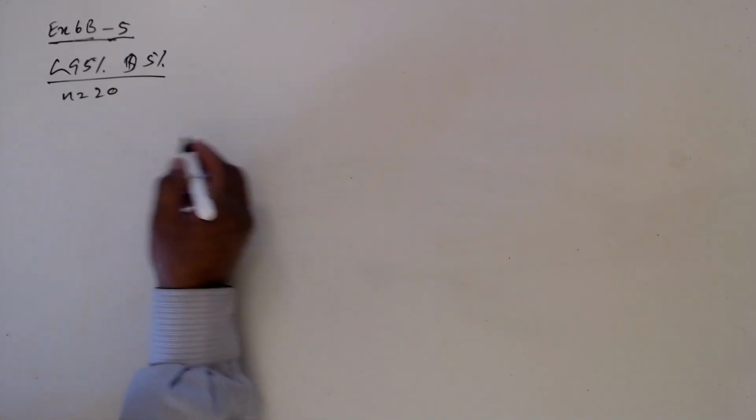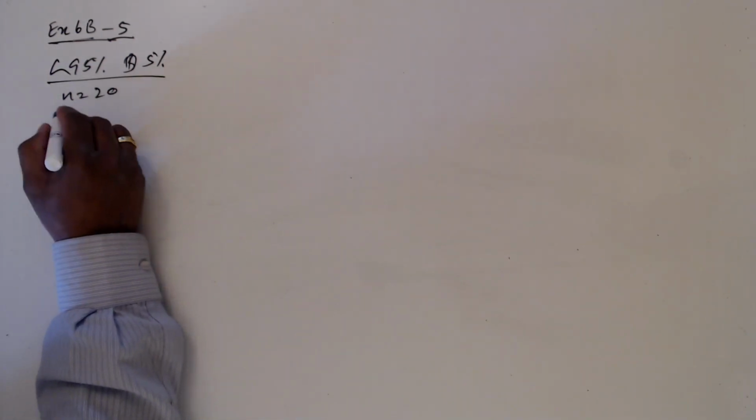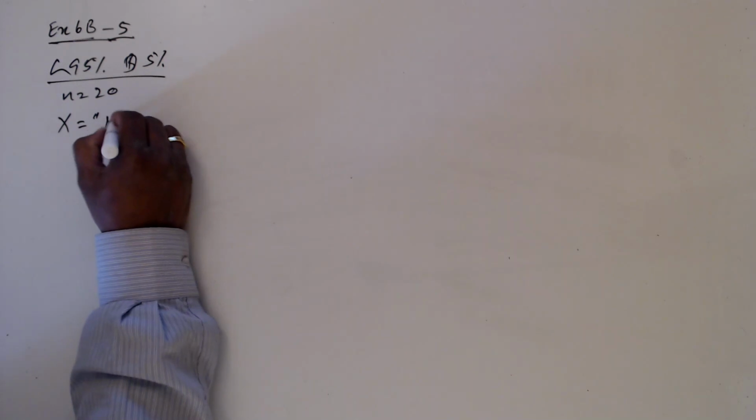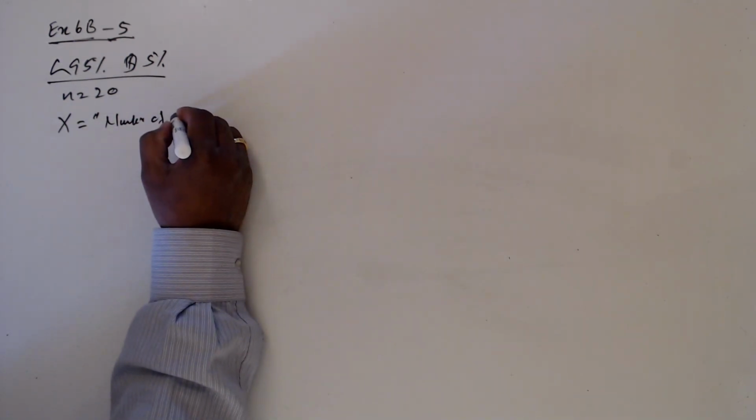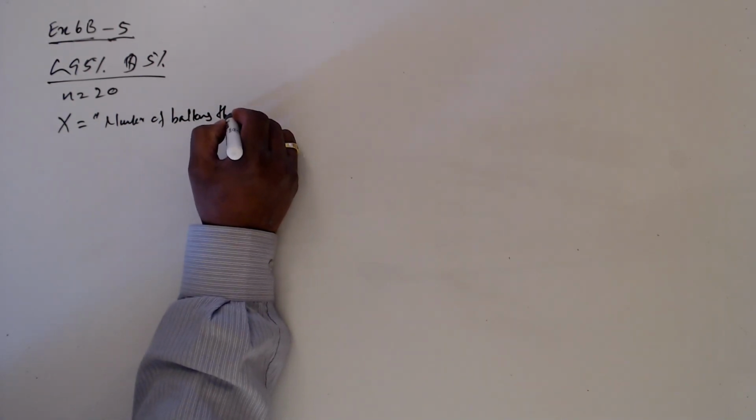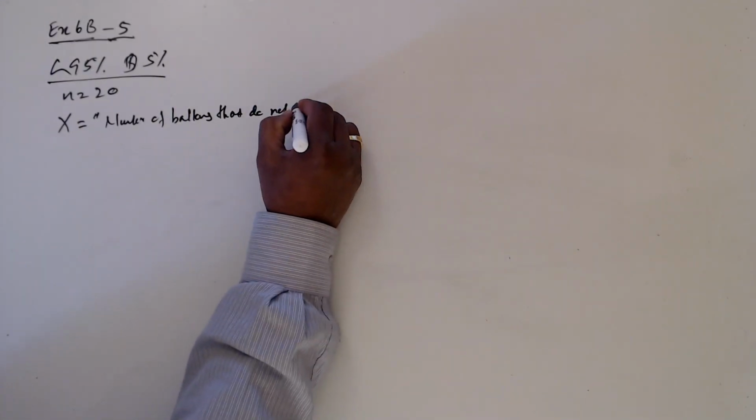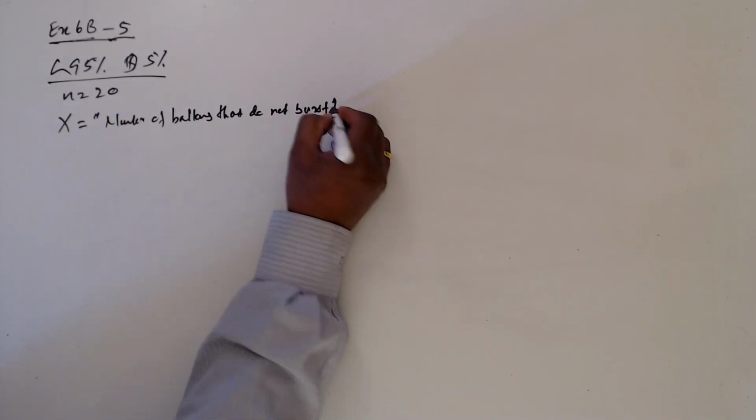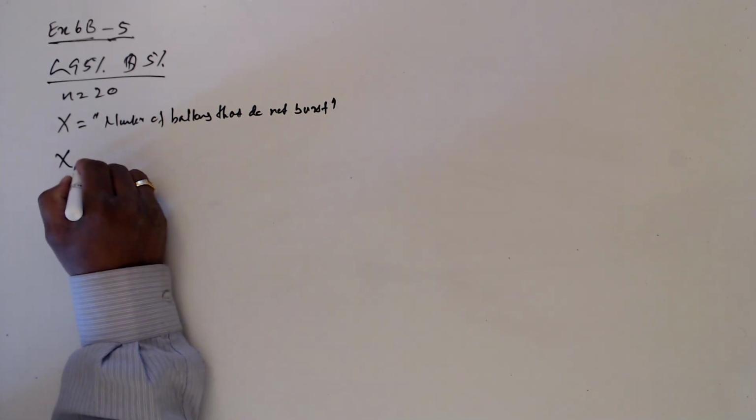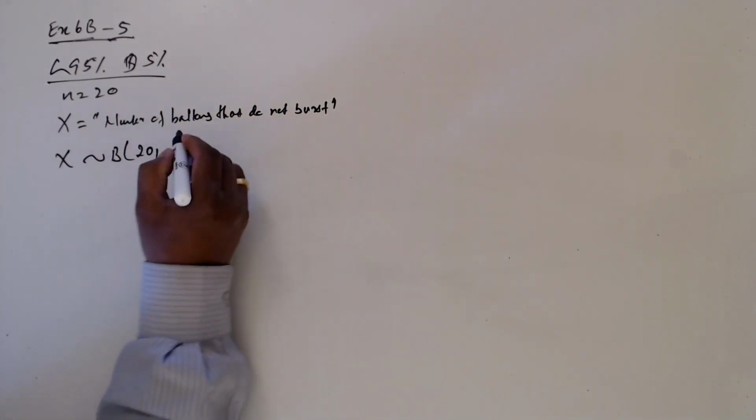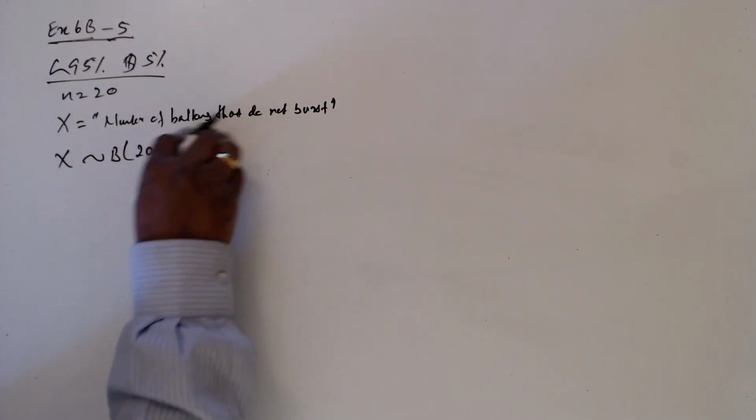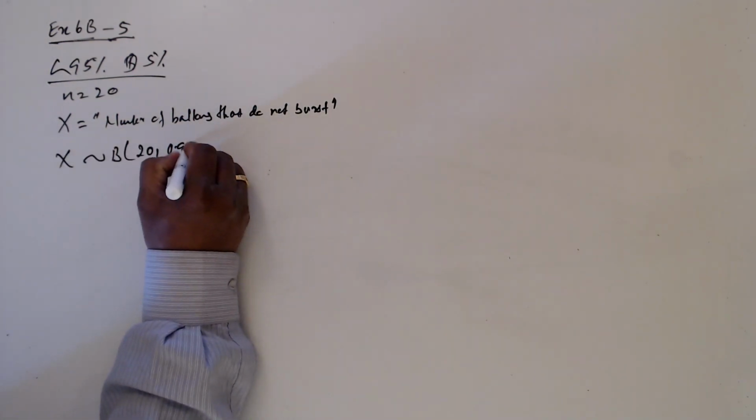So we can model this experiment by a binomial. X is the number of balloons that do not burst, and X is binomial with n equal 20 and probability 95% or 0.95.